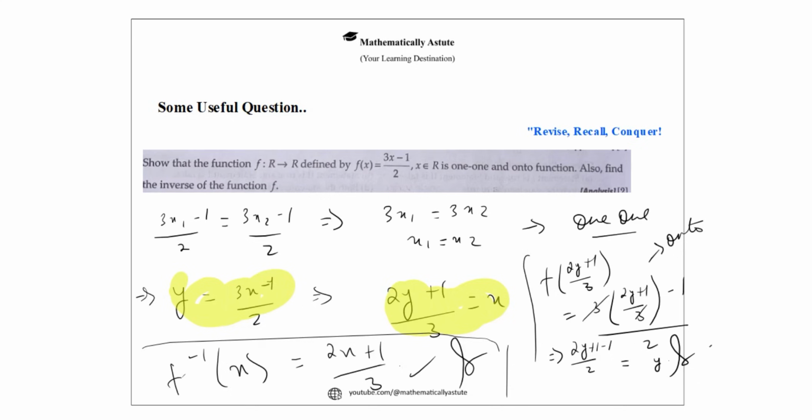But on doing the inverse, at first you will need to prove that the function is one-one and onto, which is a bijective function, because if a function is not a bijection, then the function will never become an inverse function. Okay, thank you.